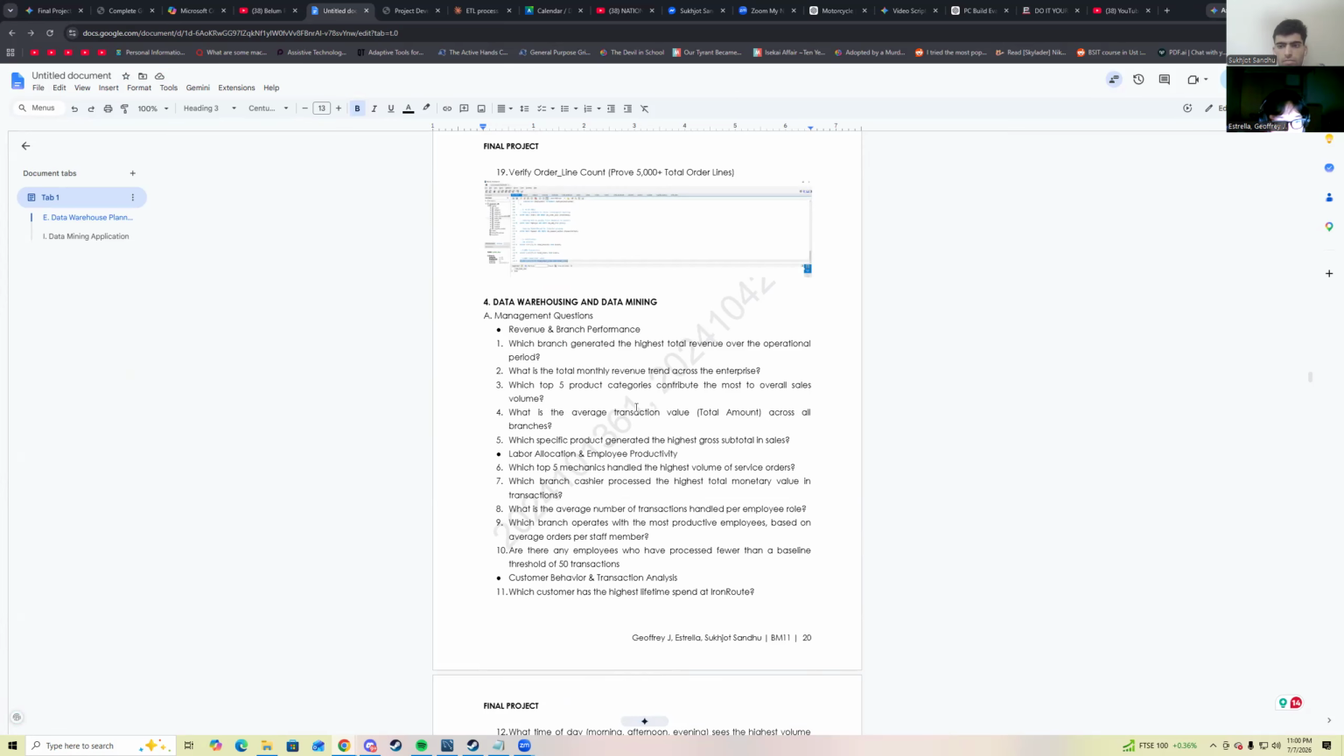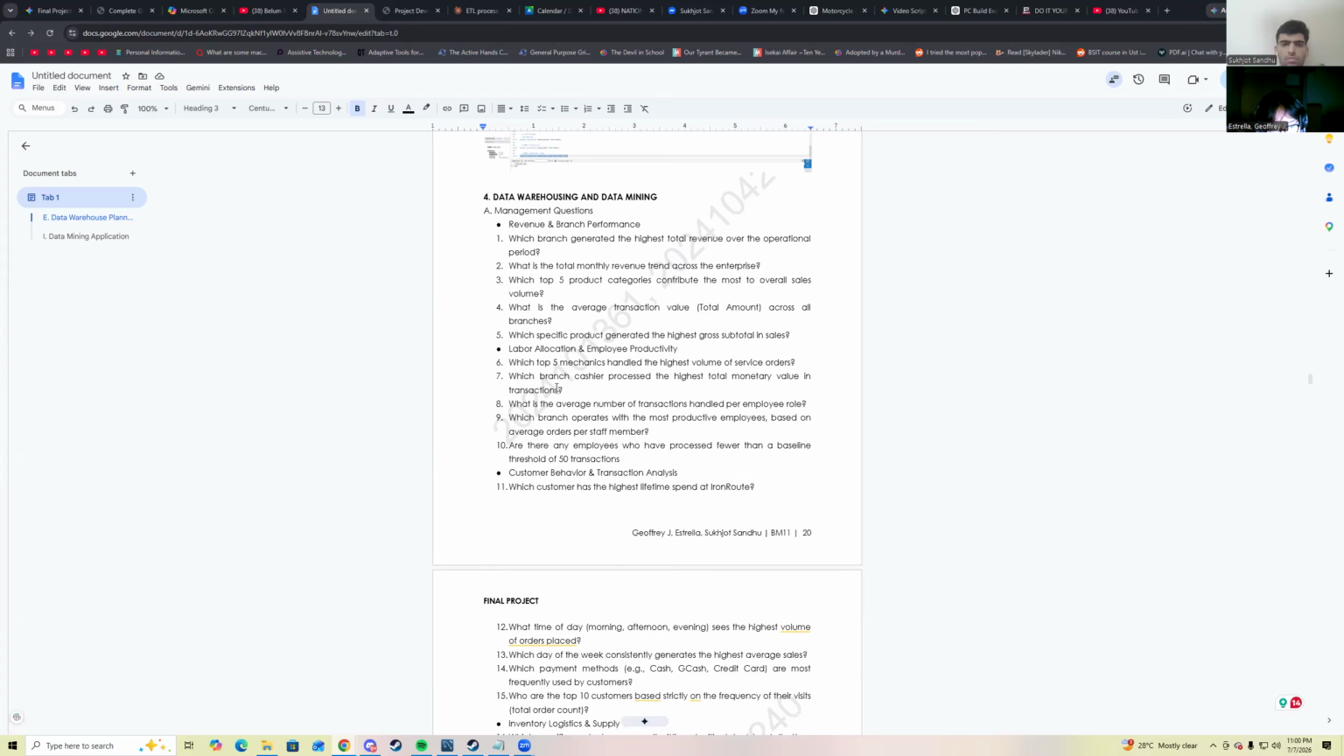First is revenue and branch performance. In summary, we can now instantly see which of our 45 branches is generating the most revenue, track our enterprise-wide monthly growth, and identify exactly which product categories are driving our sales volume. And second is labor allocation and employee productivity.